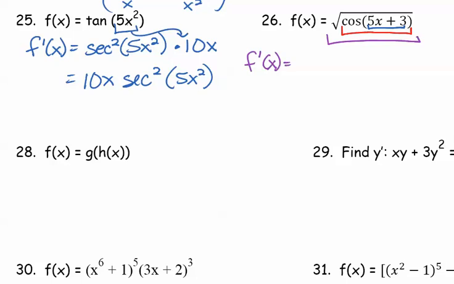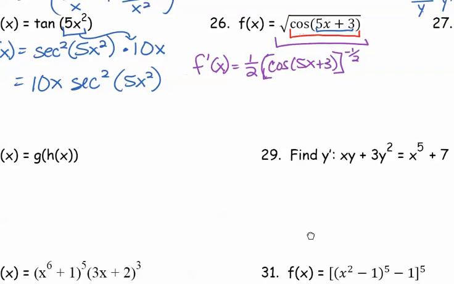So the first thing, I'm going to think of this square root as the 1/2 power. So I'm going to keep the cosine of 5x plus 3 and reduce this power. So all I've done is the power rule. Leave the inner function alone. Now I'm ready to do the next chain rule. So the next inner function is cosine.